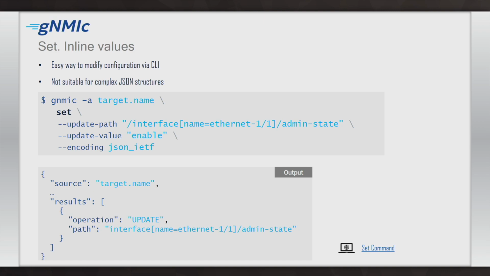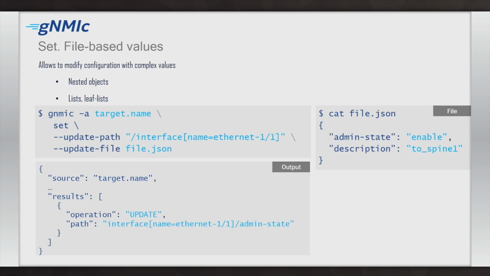So this is doing set requests inline, meaning that all the paths and values for update, replace, or delete are set using a flag. You can also use a file if you want to update multiple values at the same time, or update a more complicated configuration payload that you want to send to the router. So it's easier to use an update file or a replace file here, in JSON or in YAML, if you're dealing with multiple nested objects or leaf lists, rather than setting them on the CLI.